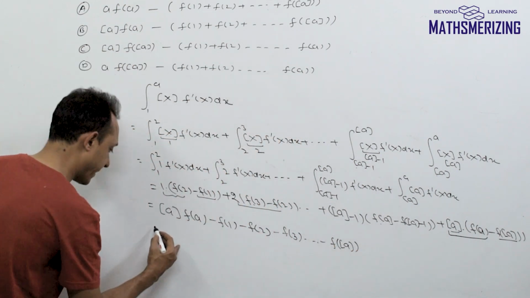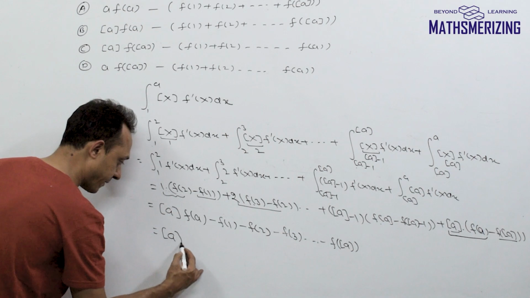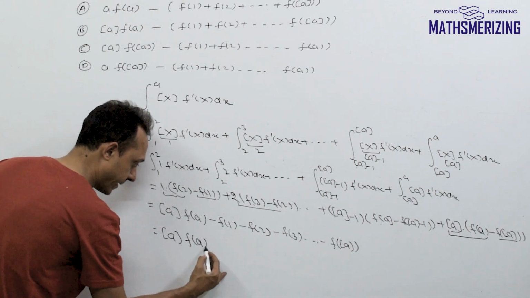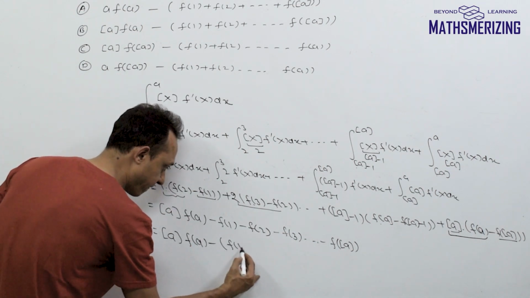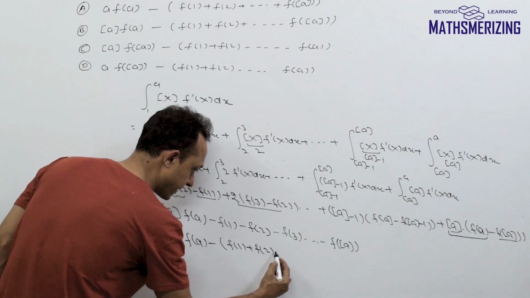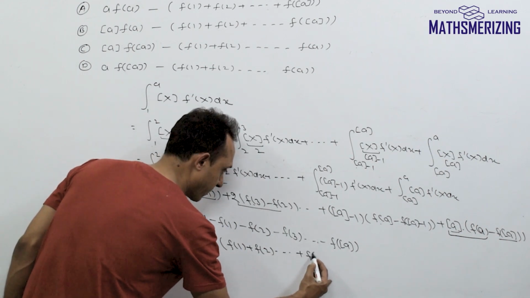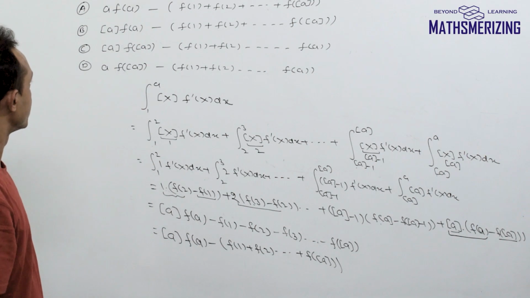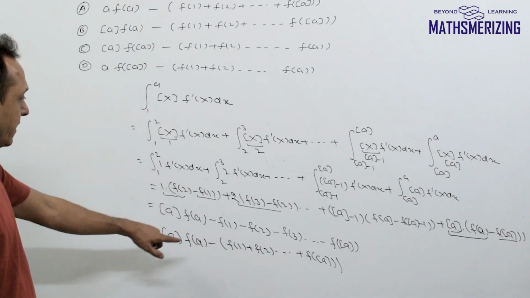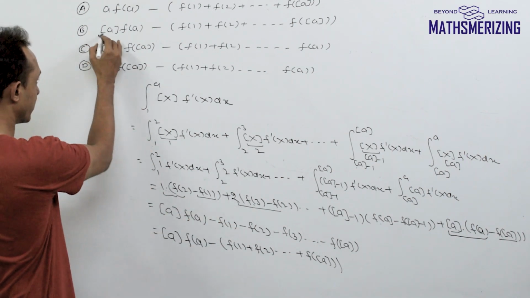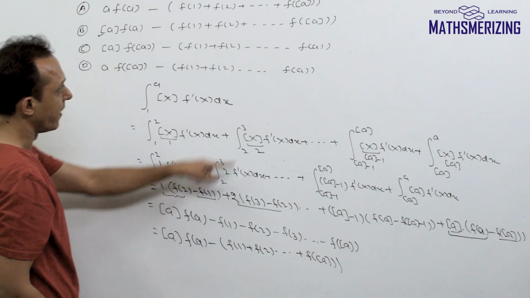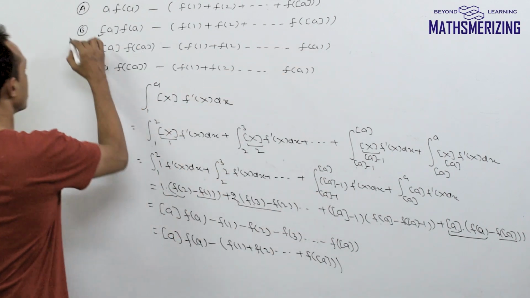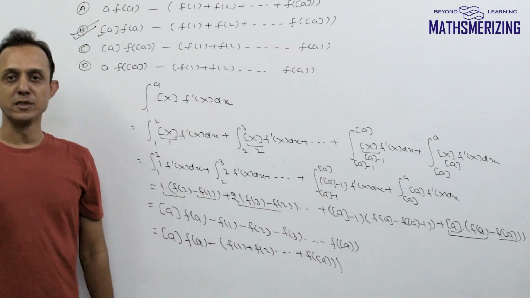So I can write it as greatest integer function of a into f a, and then minus f1 plus f2, and it will continue up to f of greatest integer function of a. So the answer to this question simply will be greatest integer function of a into f a minus the sum of f1 up to f of greatest integer function of a. So B is the answer to this question.